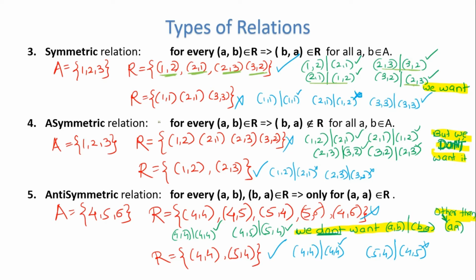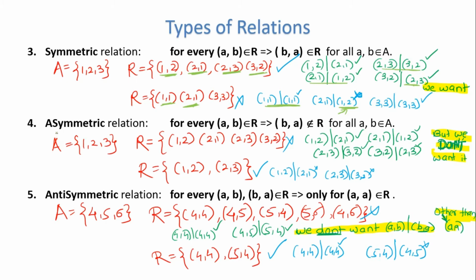Now let's take another example: (1,1), (2,1) and (3,3). For (1,1), the mirror image is (1,1), which is present in the relation. Okay, for (2,1), the mirror image is (1,2), but this element is not present in my relation. So this whole relation will become not a symmetric relation.